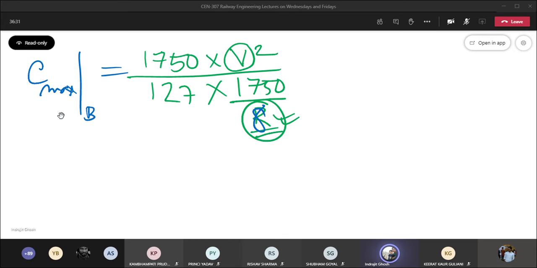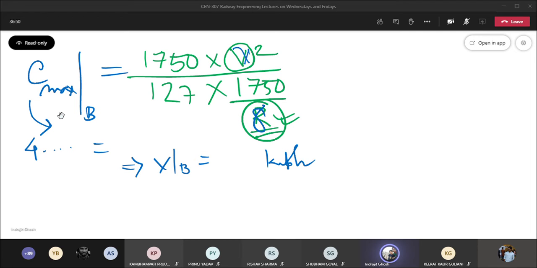So you know this 4 point something as you said. The only unknown is V. So you'll get the value of V for the branch line in kilometer per hour. Is it okay?